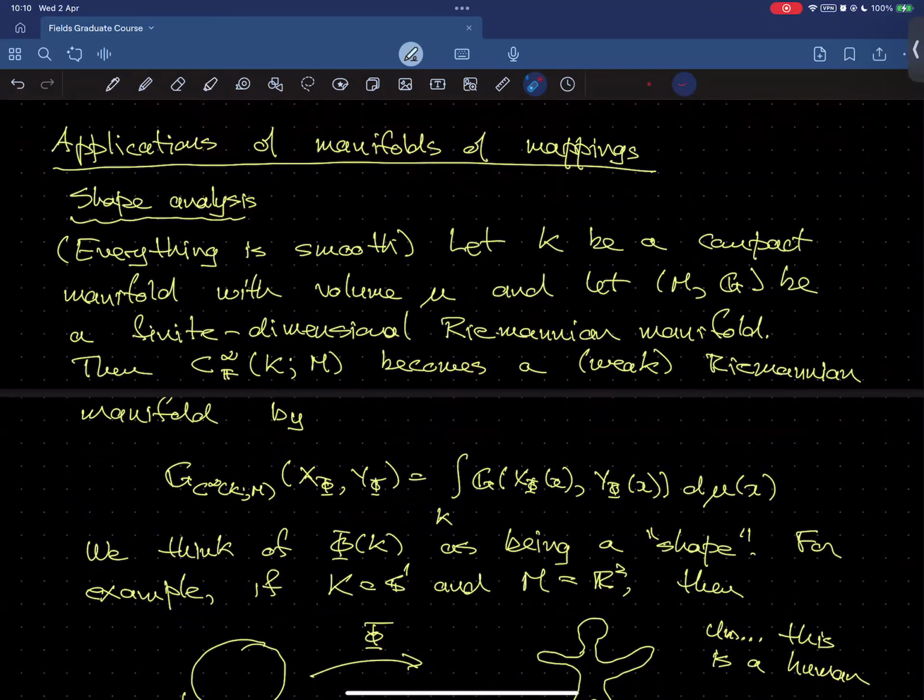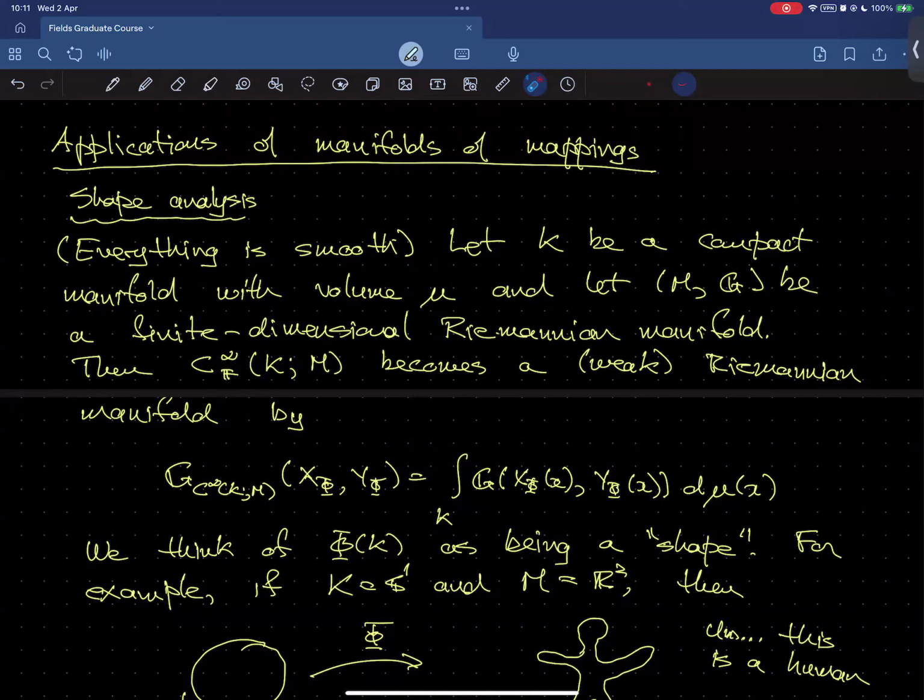Okay. The first is called, and these examples are not going to be treated in any detail. I'm just going to tell you how you frame these things using the machinery that we've developed, and certainly not give you any precise formulations. Okay. All right, so the first thing is what's called shape analysis. So I'll tell you in a second why this is called shape analysis, but the idea is this.